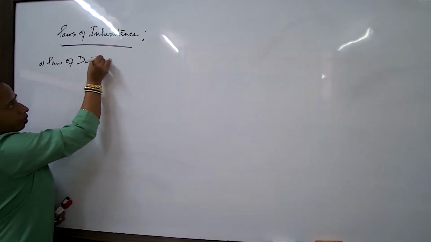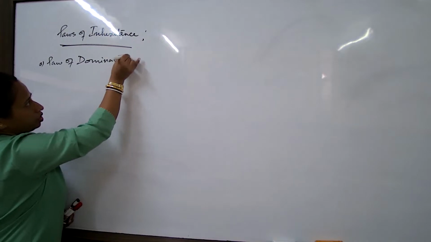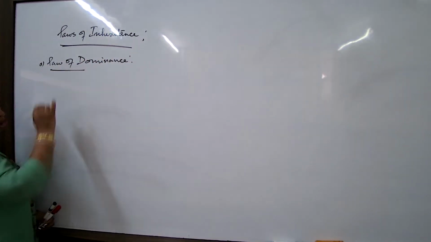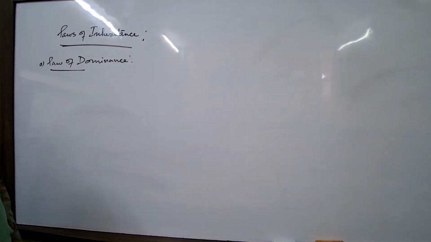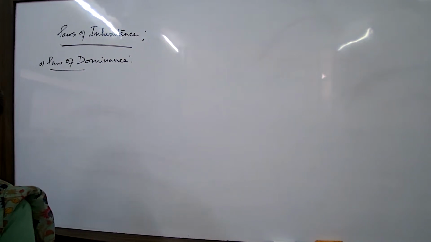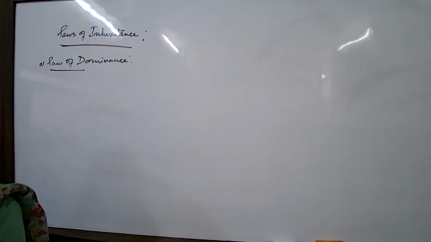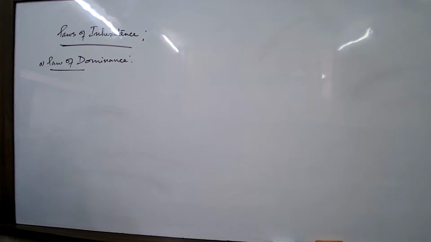What is meant by dominance? The meaning of dominance you already know. Dominance here means one particular type of a trait is expressing in the presence of another. Two types of traits are there, one type of trait is expressing, the other is not expressing. If that's the situation, this is what is known as dominance. So simple concept. What is dominance?